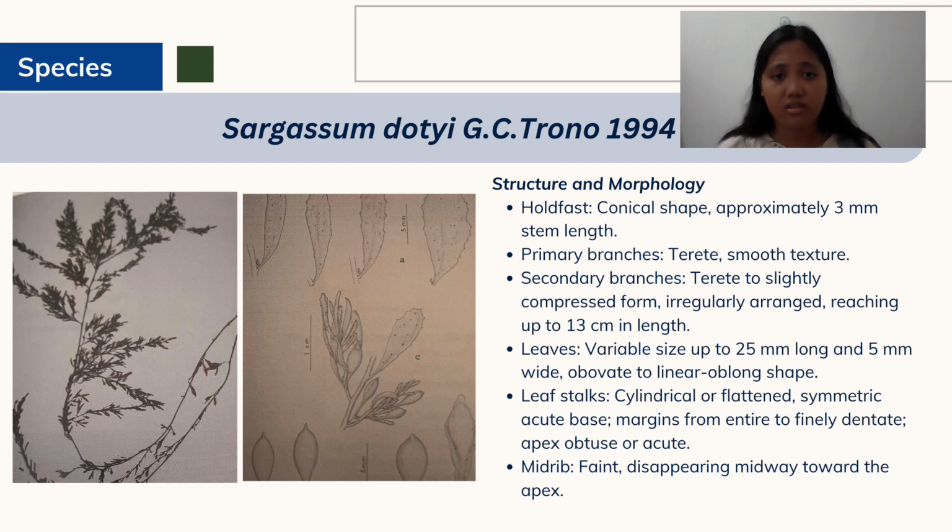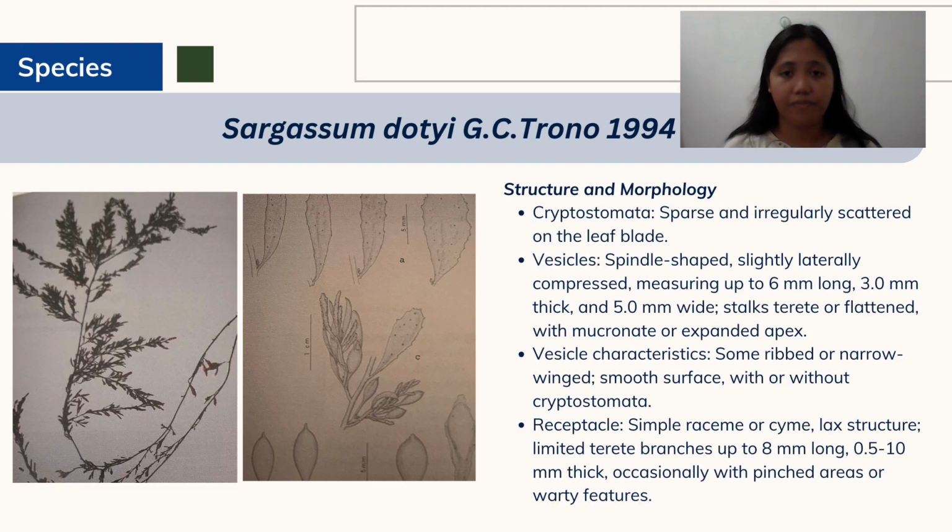The leaf stalks of the Sargassum doti are cylindrical or flattened, which has a symmetric acute base. The margins of it are from entire to finely dentate, and its apex is obtuse or acute. The midrib, as well, is faint, which has disappearing midway towards the apex. The cryptostomata of Sargassum doti are sparse and irregularly scattered on the leaf blade.